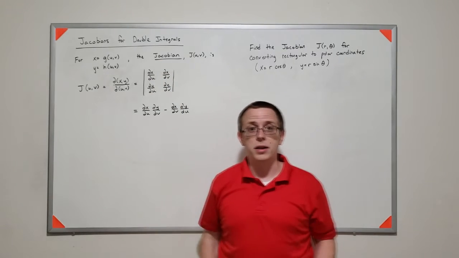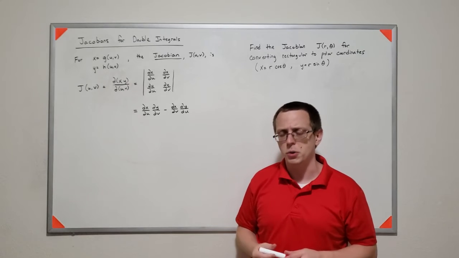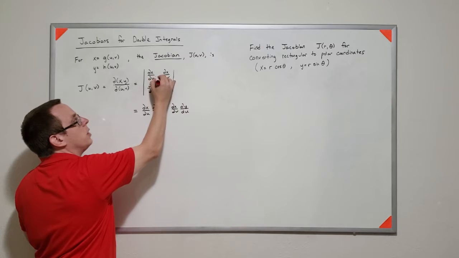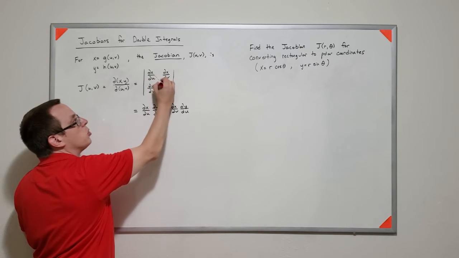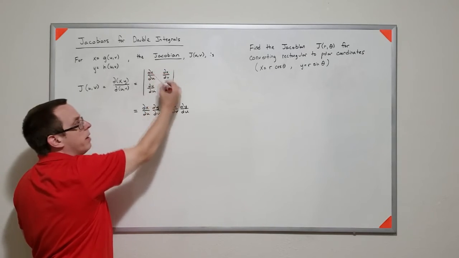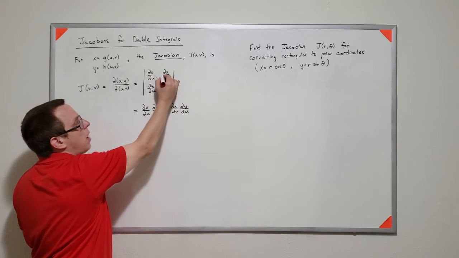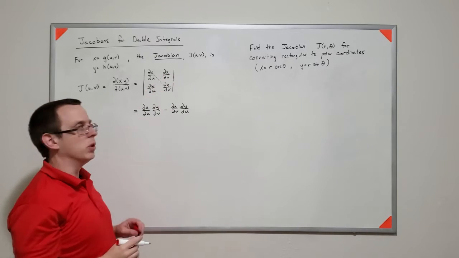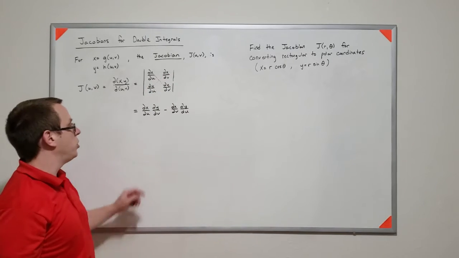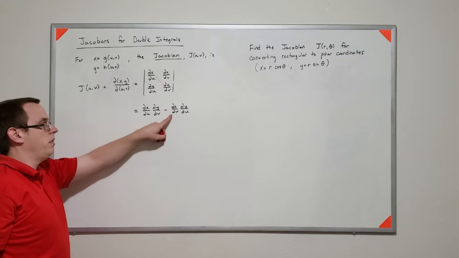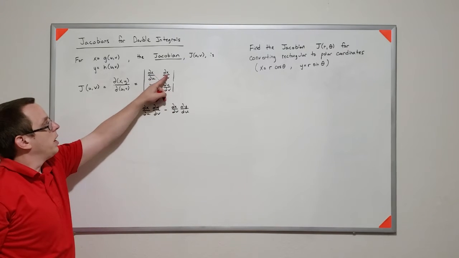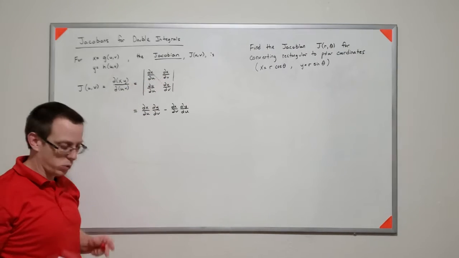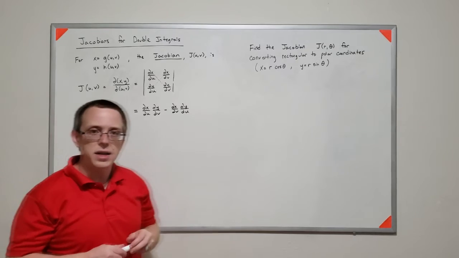And if you remember how to take the determinant of a matrix, for a 2x2 at least, you go across, multiply top left by bottom right, and then you subtract top right by bottom left. And so you end up with this expression, dx/du times dy/dv minus partial of x with respect to v times partial of y with respect to u. And that's the idea behind this.